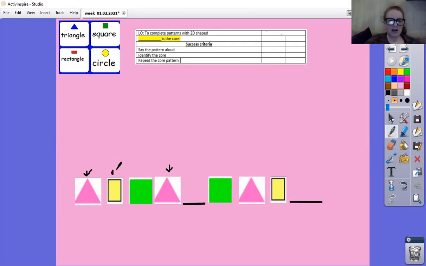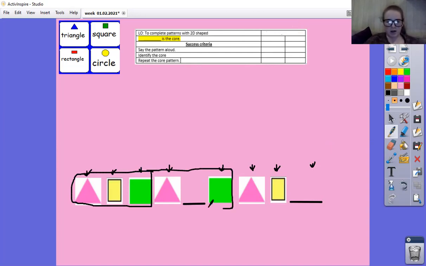I've got a yellow rectangle here, and oh, I don't have anything here. But here I can see I've got a pink triangle followed by a yellow rectangle. So this could be a yellow rectangle in here. And then I've got a green square here, and a space here. So I can see that this is my core, which means that this is a repetition, and this is a repetition. And I can use my core to complete my repetition. So after pink triangle, I can have yellow rectangle. Fantastic. And after yellow rectangle over here, what comes after yellow rectangle? It is green square. Fantastic.